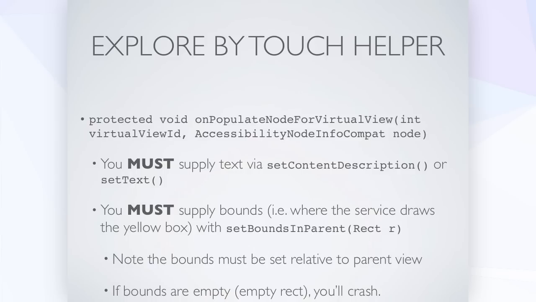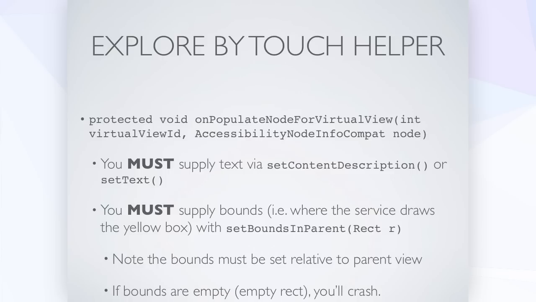And I have to supply bounds. That bounds determines where that little rectangle is drawn around my dot. If I supply bounds that are empty, if I do not supply a content description, I crash. So always supply these things.